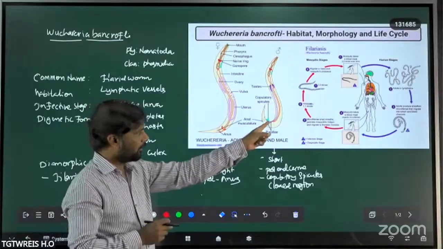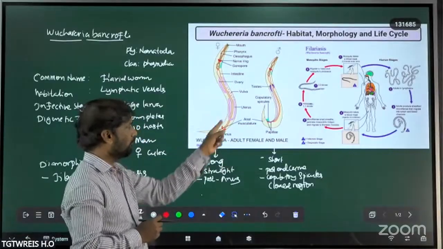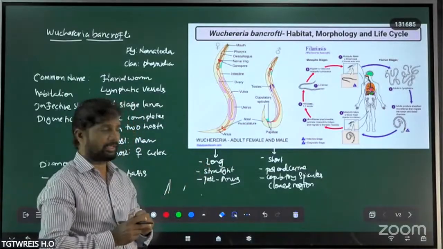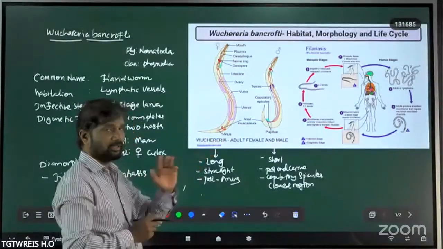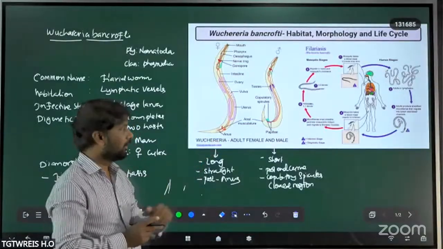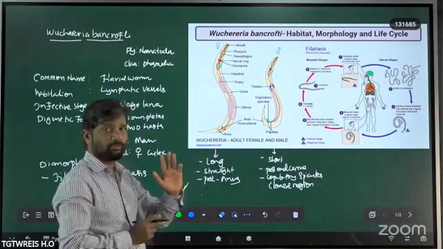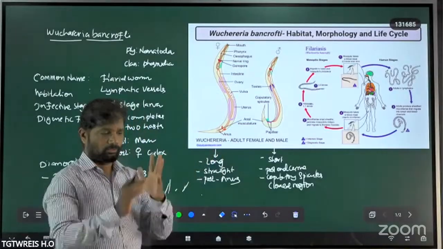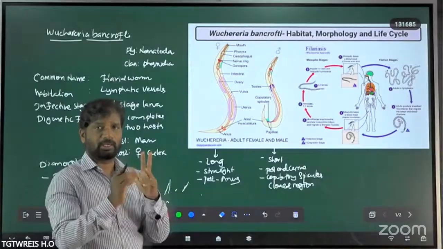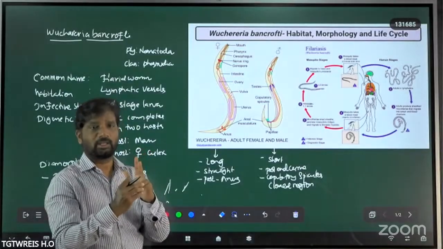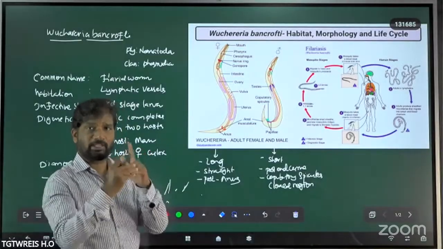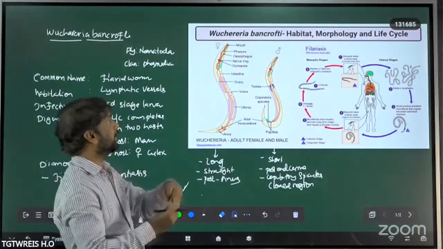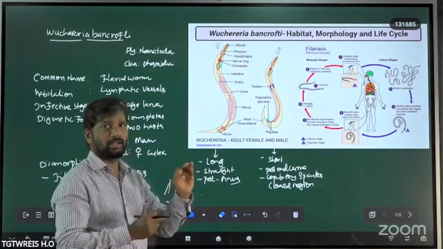Compared with this one, this organism is somewhat long. Okay, and the posterior end is not curving, and there are no unequal copulatory spicules. So no copulatory spicules, no curved posterior end, and a long form. By these characters, we identify the female organism.